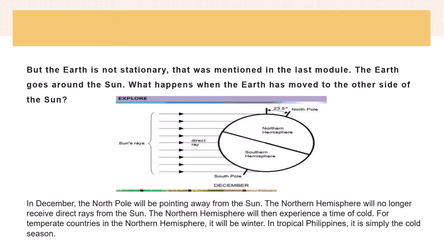In December, the North Pole will be pointing away from the Sun. The Northern Hemisphere will no longer receive direct rays from the Sun. The Northern Hemisphere will then experience a time of cold. For temperate countries in the Northern Hemisphere, it will be winter. In tropical Philippines, it is simply the cold season.